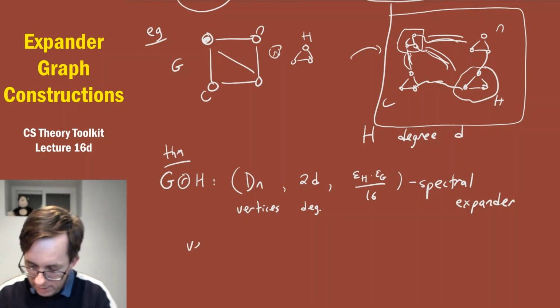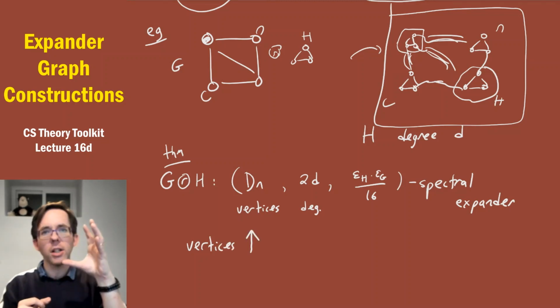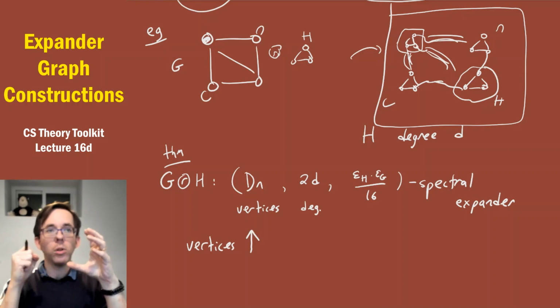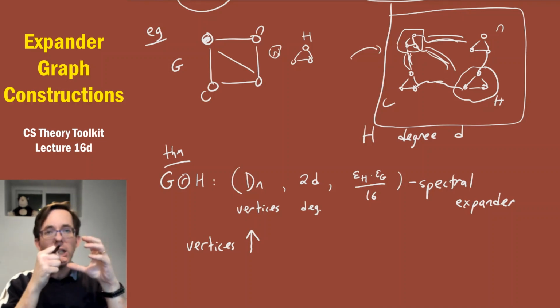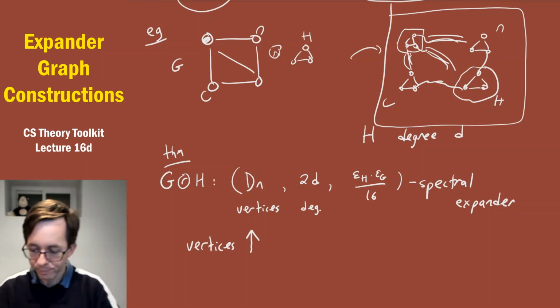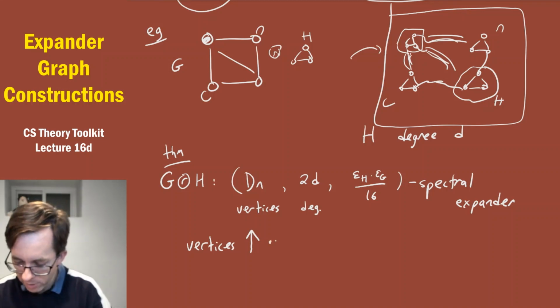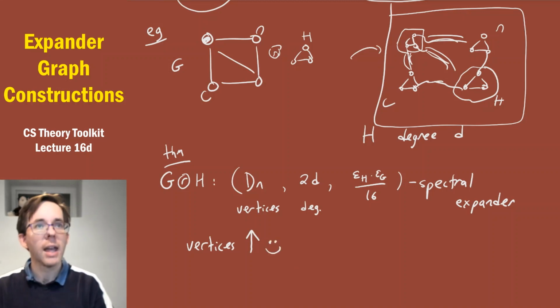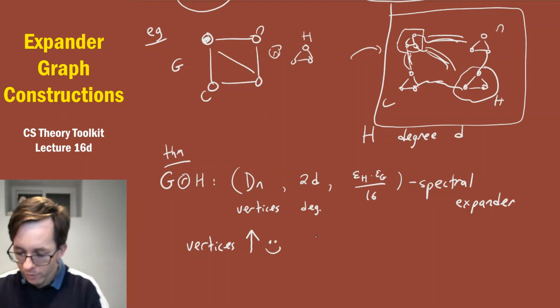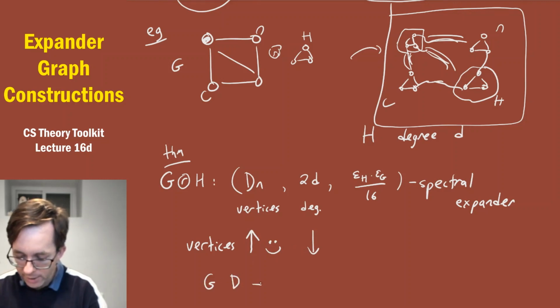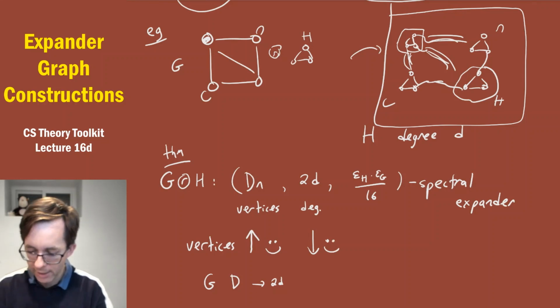The number of vertices went up. The idea is we're going to start with some expander G, and we'll do this replacement product with H and try to get a bigger expander. So the number of vertices went up. That's good. It allows us to make bigger graphs. And the degree actually went down. G's degree was D, and now it went down to 2 times little d. So that's good. We kept the degree nice and small.